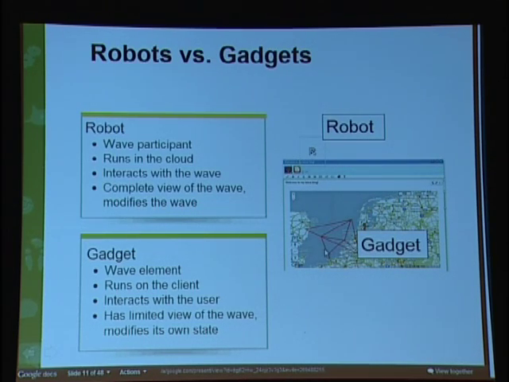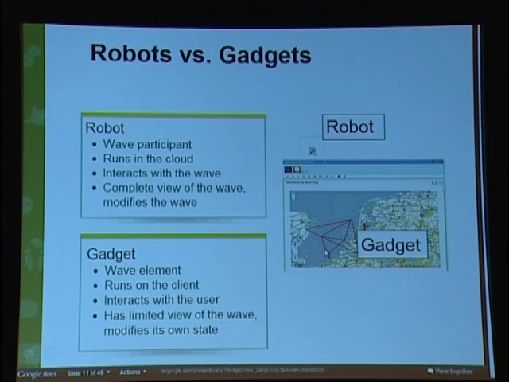The robots have a complete view of the wave, so they see all the text. They can change blips, and they can modify any part of the wave. Gadgets are wave elements. They run on the client.